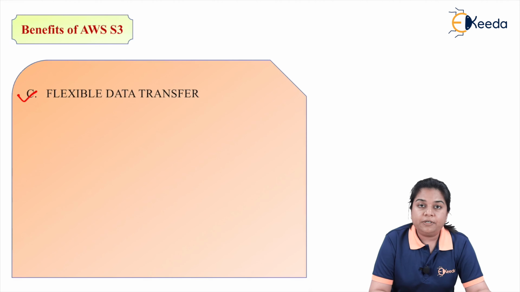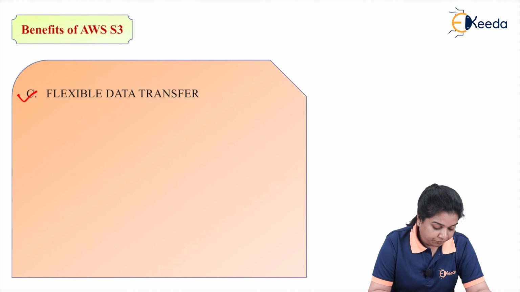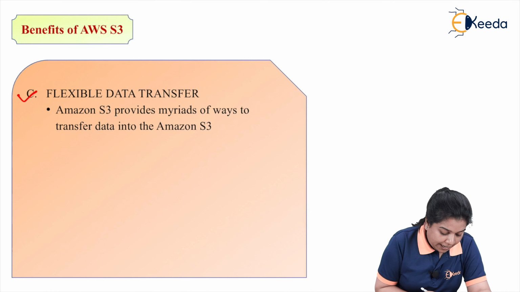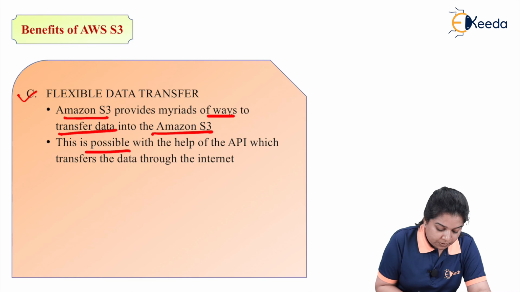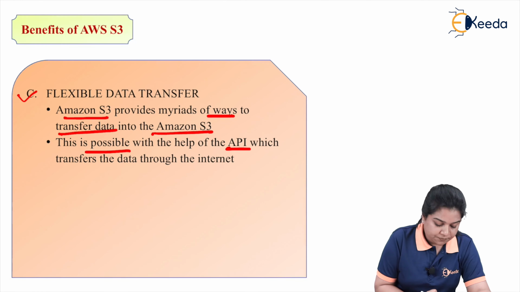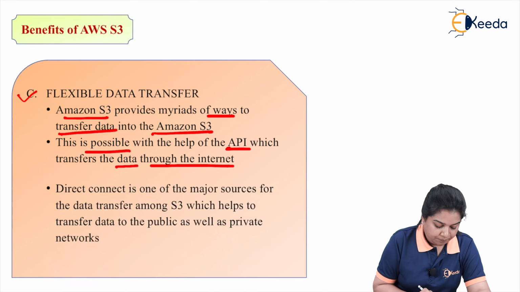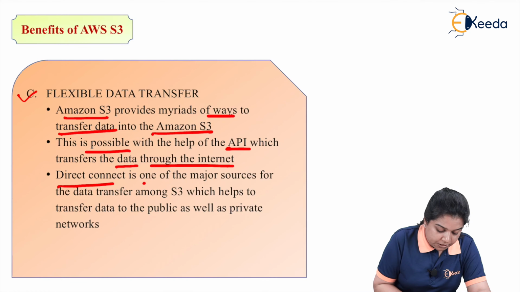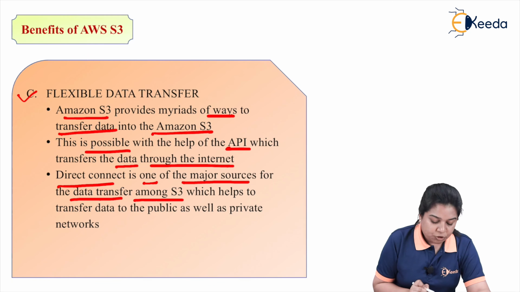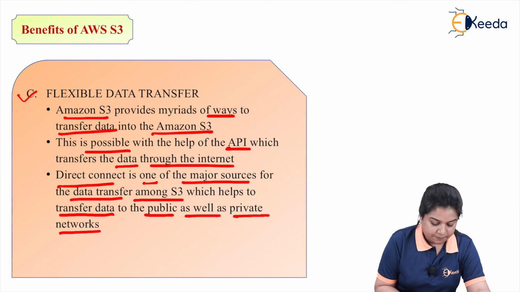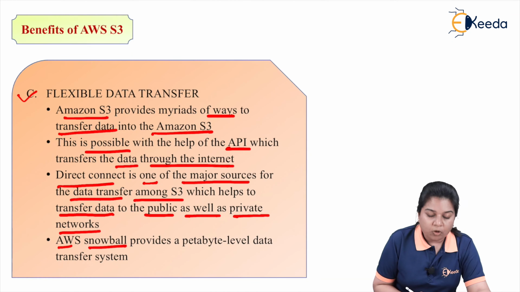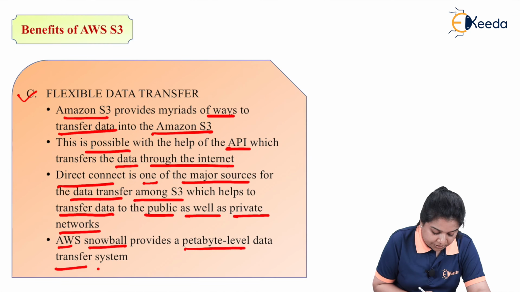Then another benefit is flexible data transfer. Amazon S3 provides myriad ways to transfer data into Amazon S3. This is possible with the help of API, which transfers the data through the internet. Direct Connect is one of the major sources for data transfer to S3, which helps to transfer data over public as well as private networks. AWS Snowball provides a petabyte-level data transfer system.